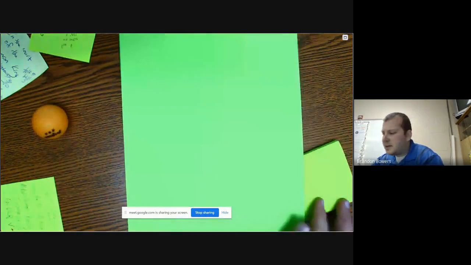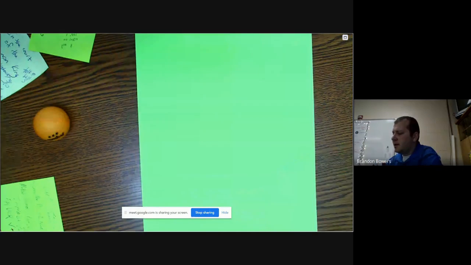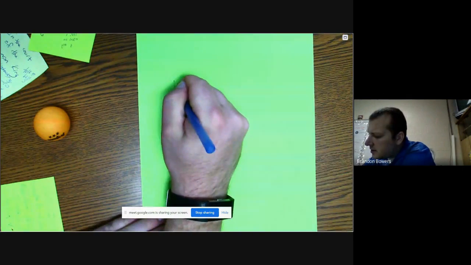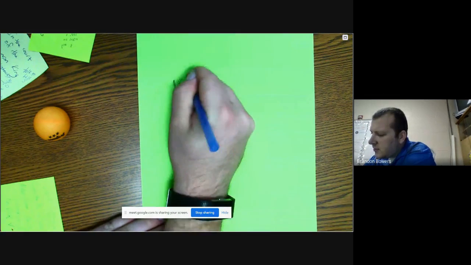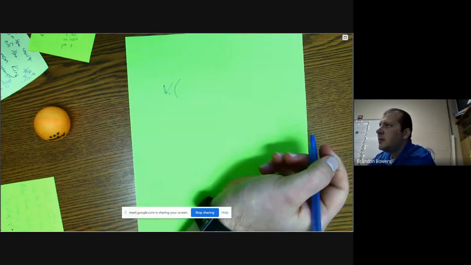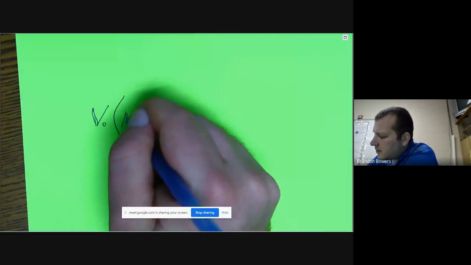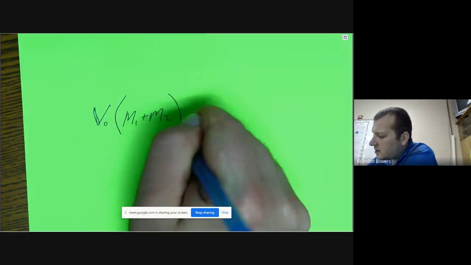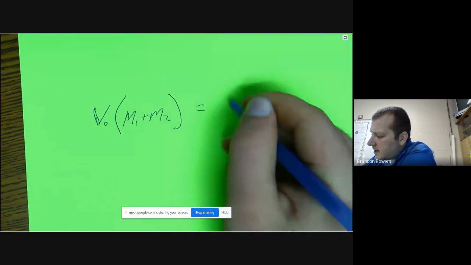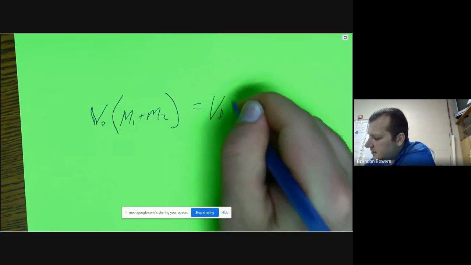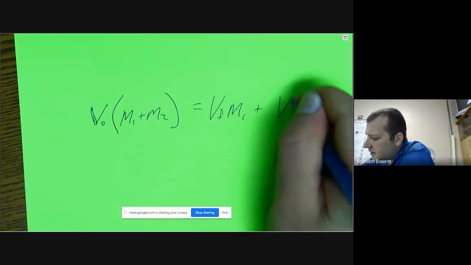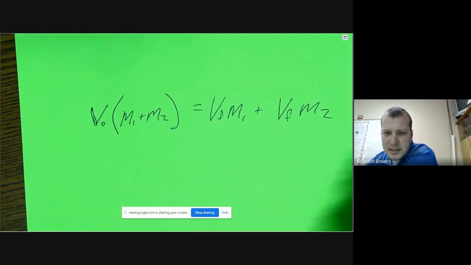So when looking at momentum, our equation is the initial momentum. Now, in an explosion, what happens is our masses are combined, and then the velocity final for mass 1 plus the velocity final of mass 2. Okay, so that's our equation.